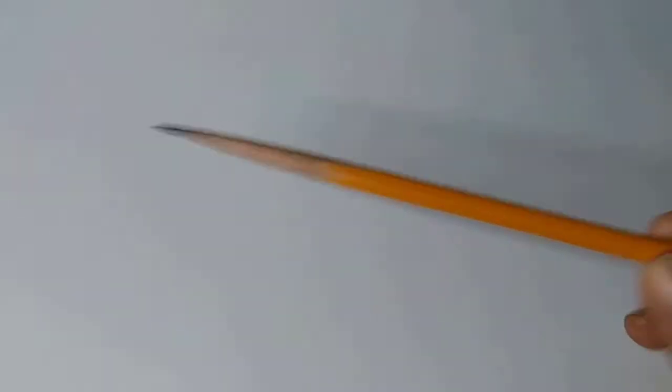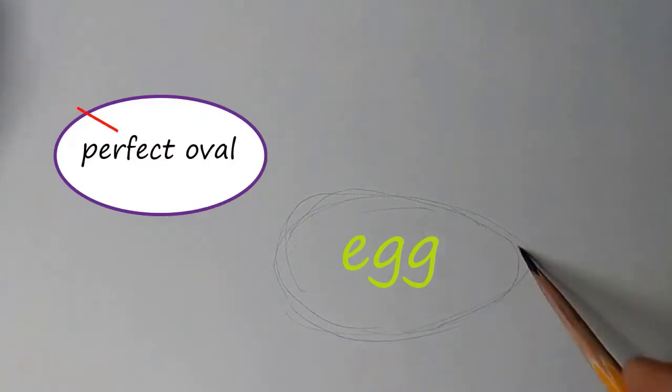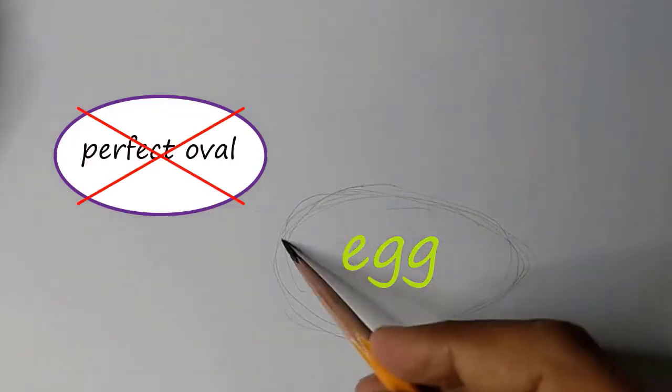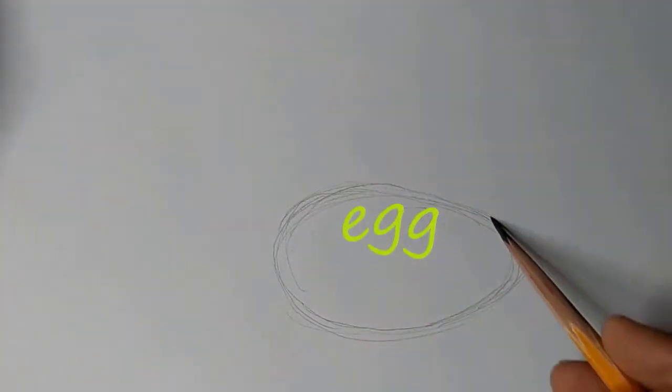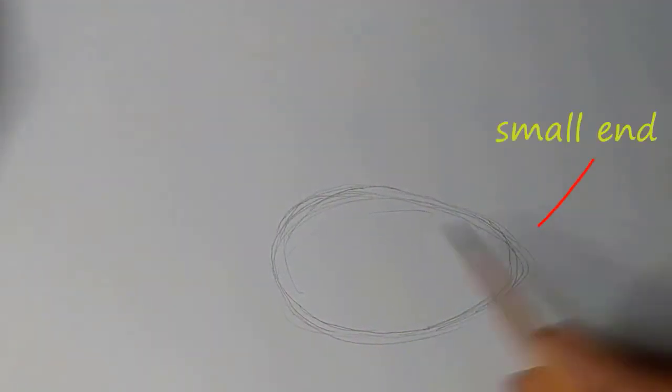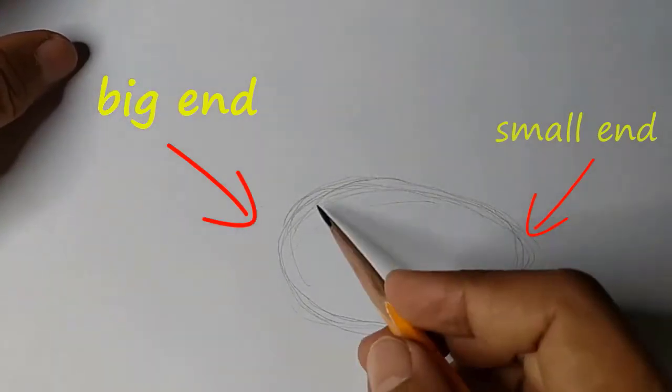Now you can use any kind of pencil for your drawing guide. And before we start drawing it, we need to draw an egg. Not an oval, not a perfect oval, just an egg. The egg, because it has characteristics: the small end and the big end, the neck area and the tail area.